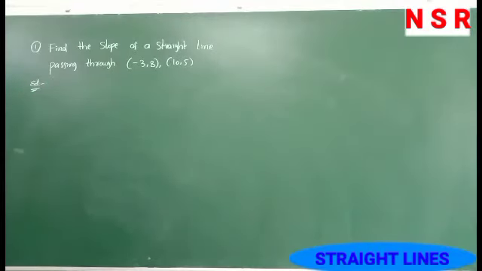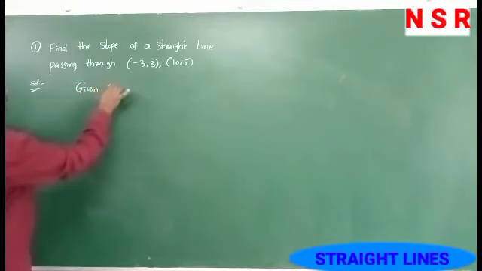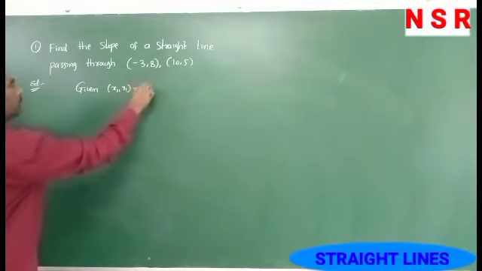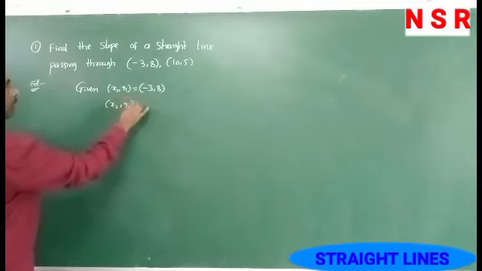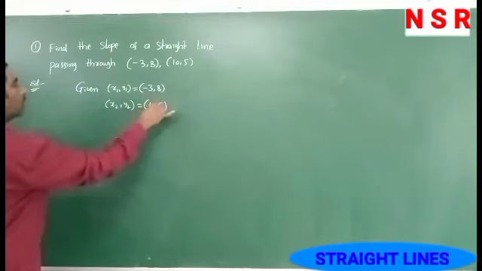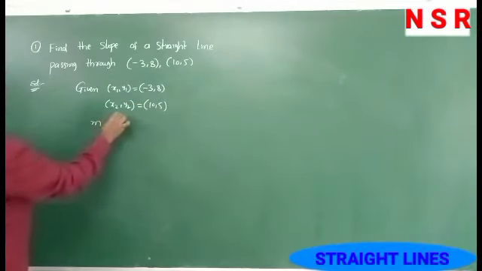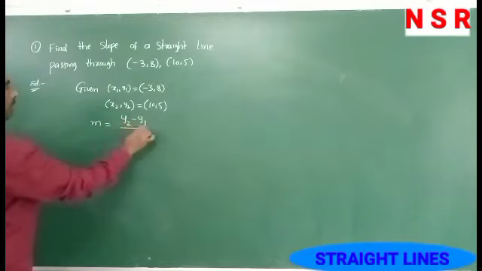This is the first 2 marks question. Find the slope of a straight line passing through (-3, 8) and (10, 5). So here 2 points are given. Consider x1, y1 equal to -3, 8 and x2, y2 equal to 10, 5. So the slope of 2 points, m equal to (y2 minus y1) by (x2 minus x1).